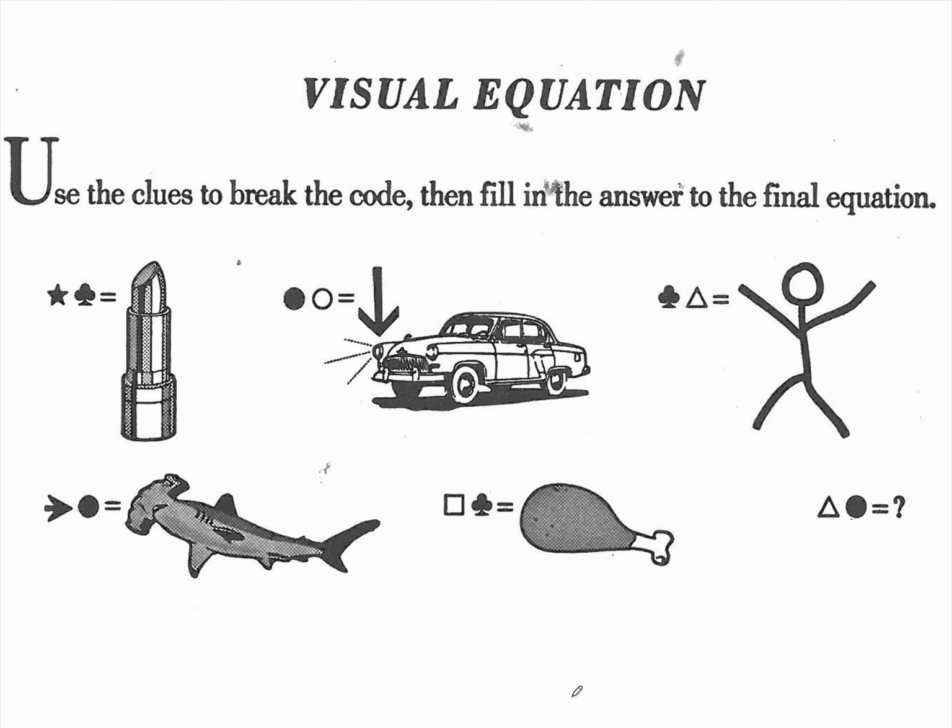We got a brain break right here. I'll get you started on this one. In this case, it's a symbol one. In this case, you should recognize this is lipstick. So the star means lip, and the club symbol means stick. And you can work your way through this. These are all two-word answers.